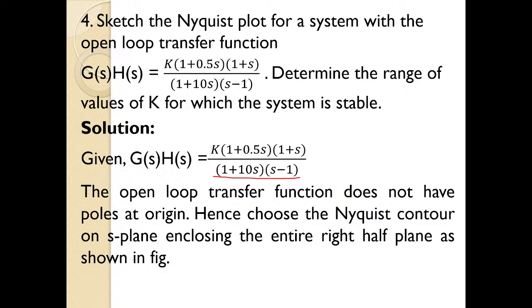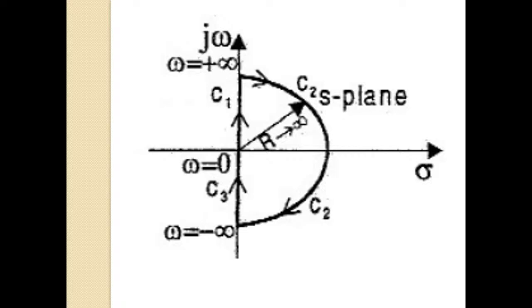That means the Nyquist contour will cover the entire right half of the s-plane. It will have only 3 sections. So this is our Nyquist contour. Since there are no poles lying at the origin, or no singular points, this is our contour. So draw this contour.